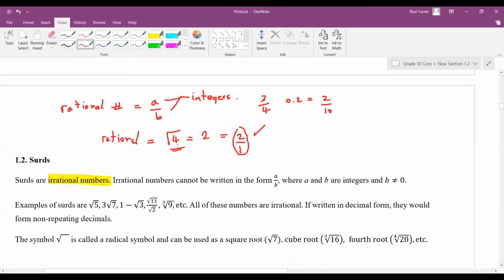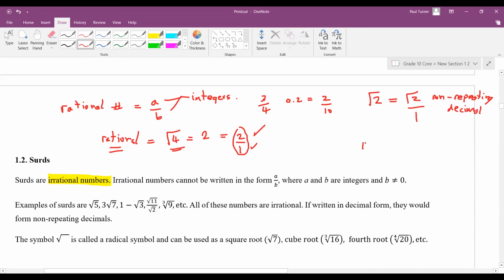This one, root 4, because you can write it as 2, and 2 is the same as 2 on 1. And 2 and 1 are both integers. So this is okay. This is a rational number. But if you end up with like root 2, you can't do that. You're going to end up with root 2 on 1, and root 2 is a non-repeating decimal.